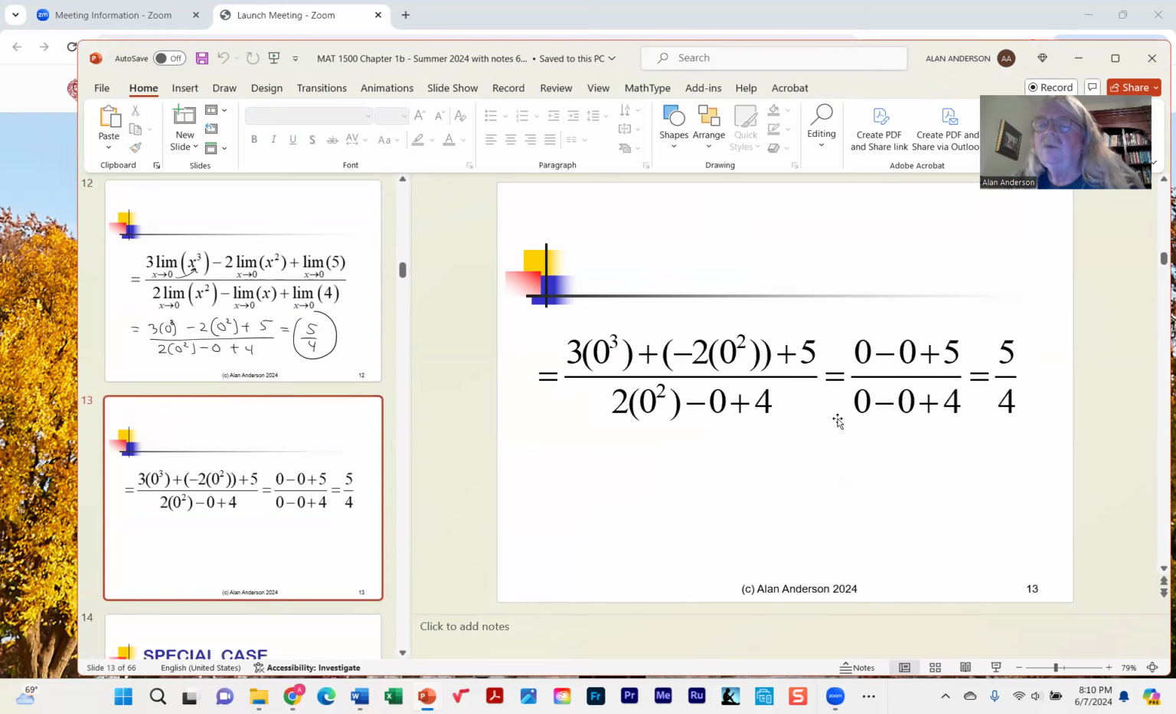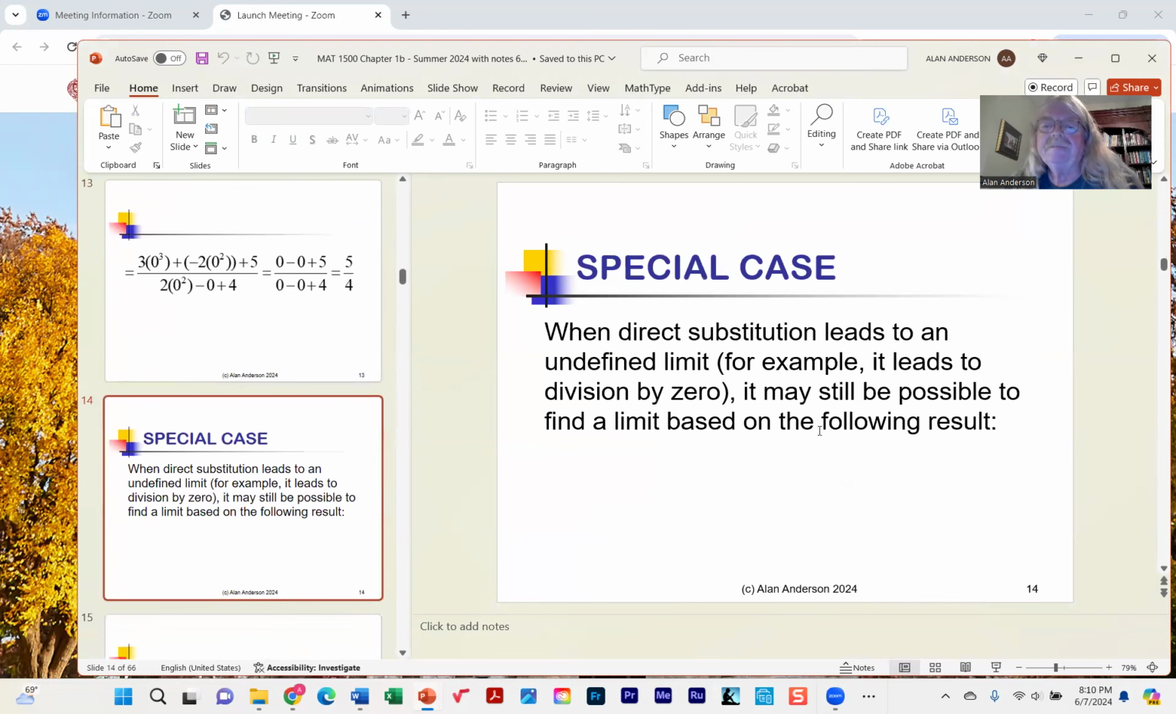Now we're going to move into some more complicated cases. What happens if we do end up getting division by 0 as a result of direct substitution? Well, you might think, well, that's it. We're done. We can't do anything about it. But that's actually not true in every case.